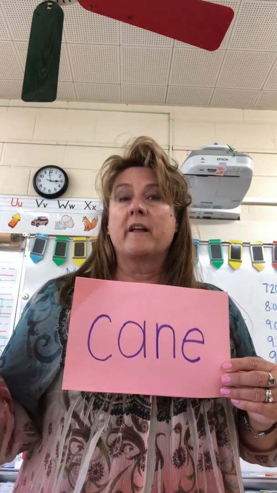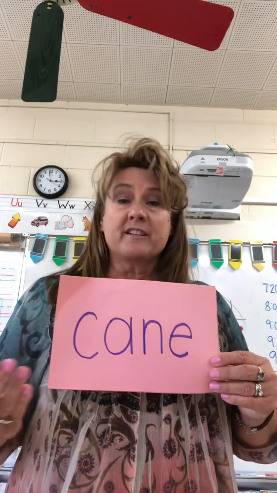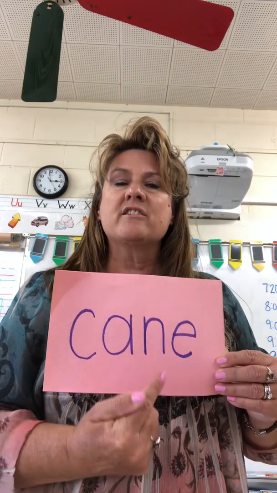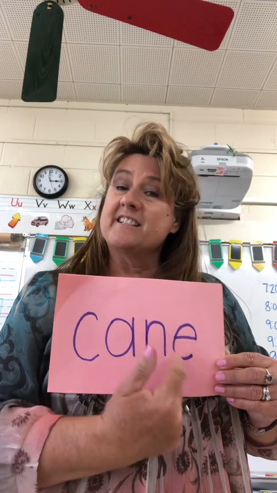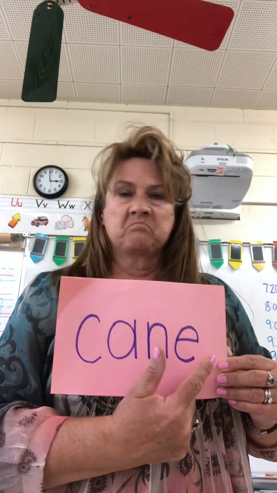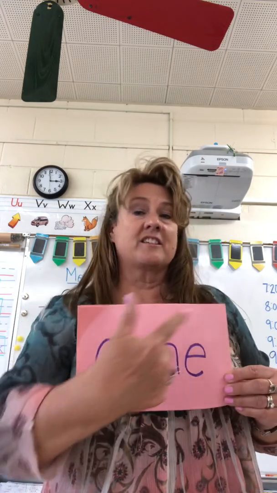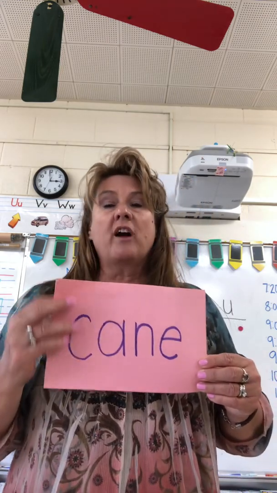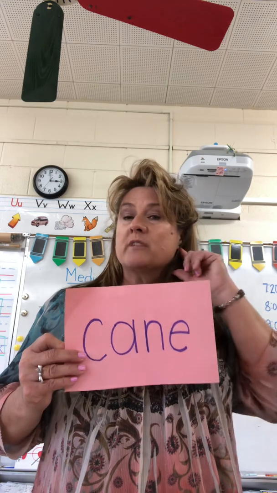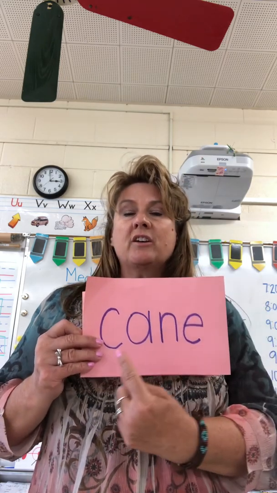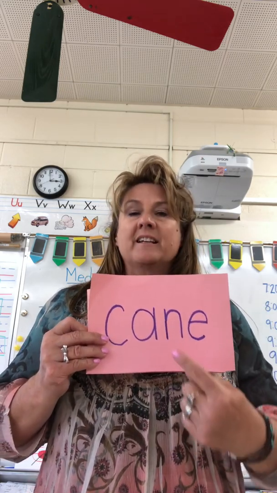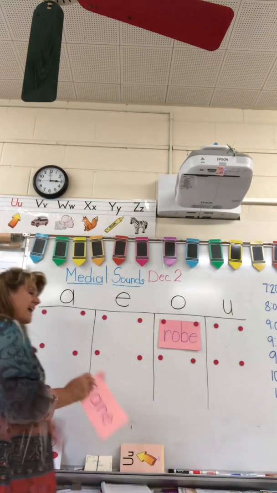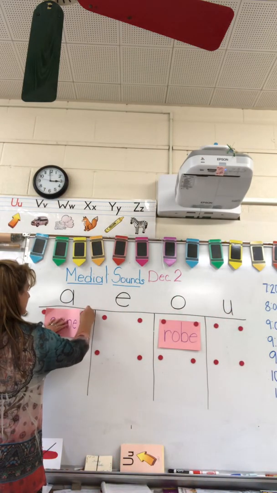Now we know what the A is going to say. It's going to say its name. Let's sound it out. K-A-N. Cane. Does the E say anything? King E's always silent. He just does his job. He just jumps over, makes A say its name. All right, let's listen for the sound in the middle. K-A-N. Cane. You're right. This word has an A for its medial sound.